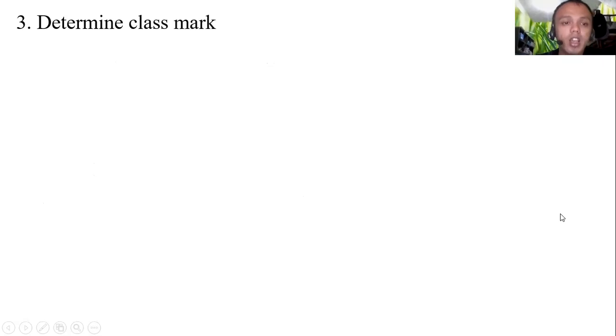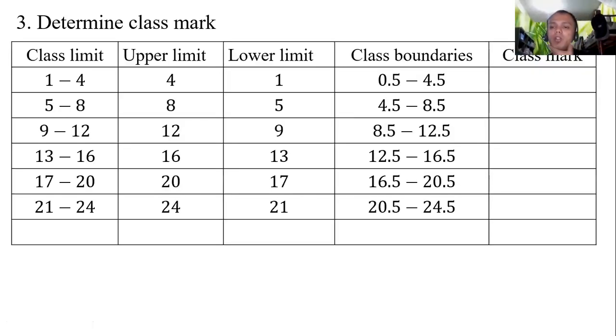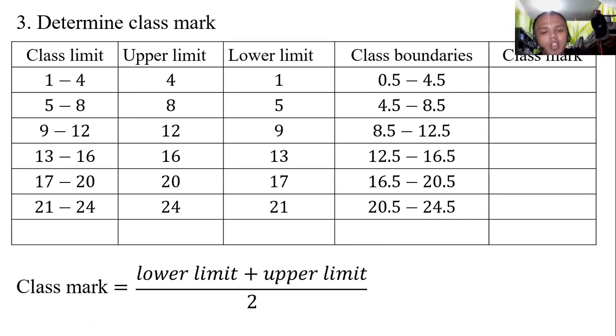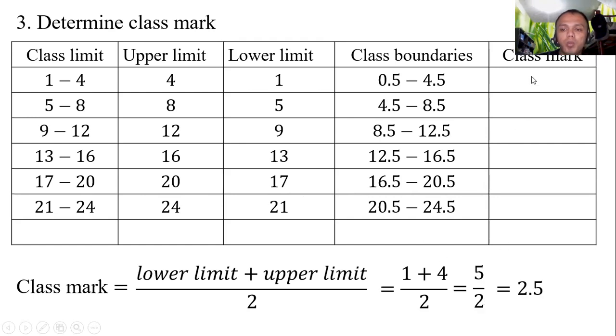Next, determine the class mark naman. Yung class mark is the midpoint of the class limit, yung pinakagitna ng class limit. So to find the midpoint of the class limit, we just have to add the lower and upper limit and then divide it by 2. So here sa first class natin, lower limit we have 1 plus yung upper limit natin is 4 is 5, divide by 2, we have 2.5.